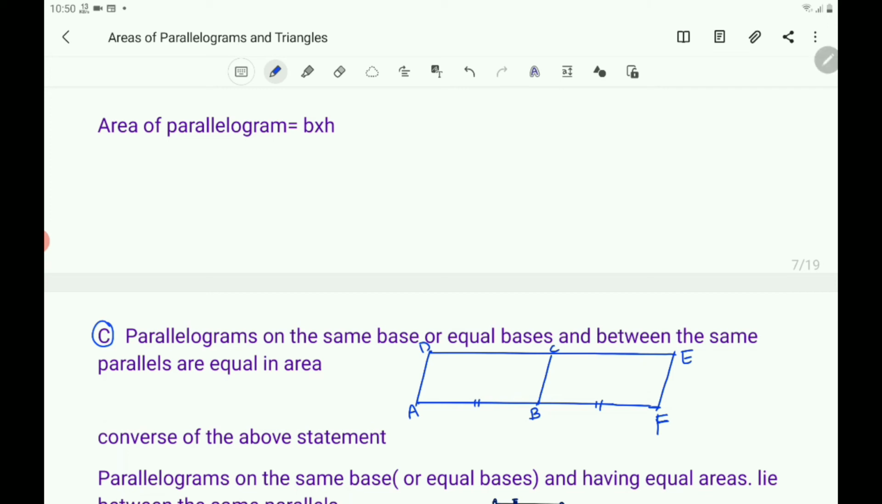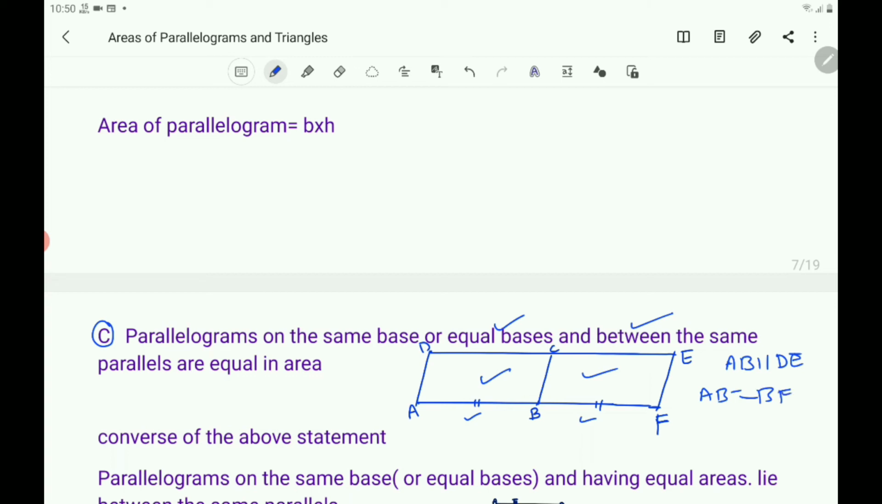Here, if the parallelograms are on the same base, they are equal in area. If the parallelograms are having equal bases and they are between the same parallels, then also their areas are equal. See the parallelograms ABCD and CBFE. These two are having the equal bases AB and BF and they are between the same parallels, AF parallel to DE.